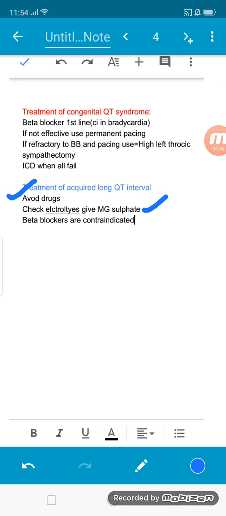How would you treat congenital long QT syndrome? That is beta blocker. Remember, the beta blocker is the first line treatment in congenital long QT syndrome, but be aware of bradycardia. If the beta blocker is not effective, then you can use permanent pacing. If the patient is refractory to the beta blocker, or refractory to the pacing, then the third step is high left thoracic sympathectomy. And if all of these fail, then you go with an ICD.